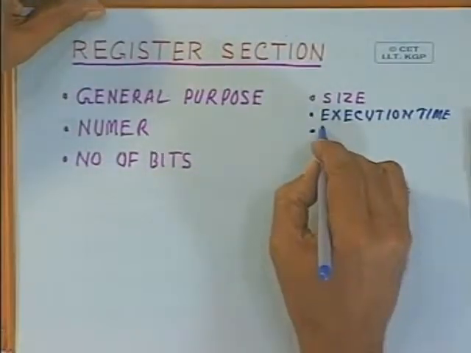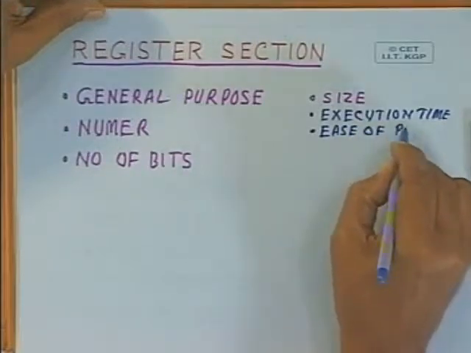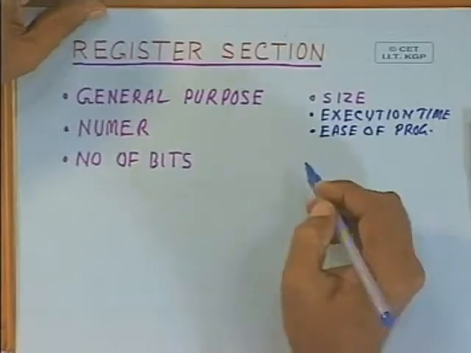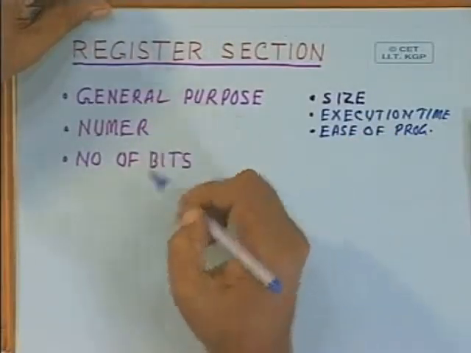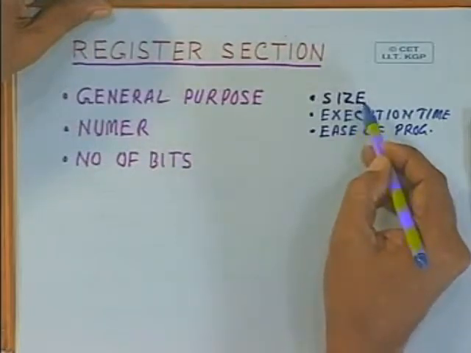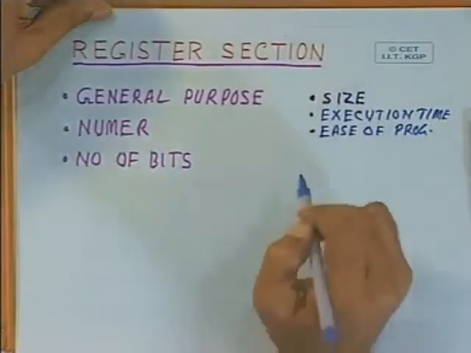And thirdly, ease of programming. Ease of programming will be also dependent on the number and type of general purpose registers that we will be having. And later on we shall illustrate with example and see how the number of general purpose registers available in a microprocessor affects the size of a program, that means the space, execution time, and ease of programming.